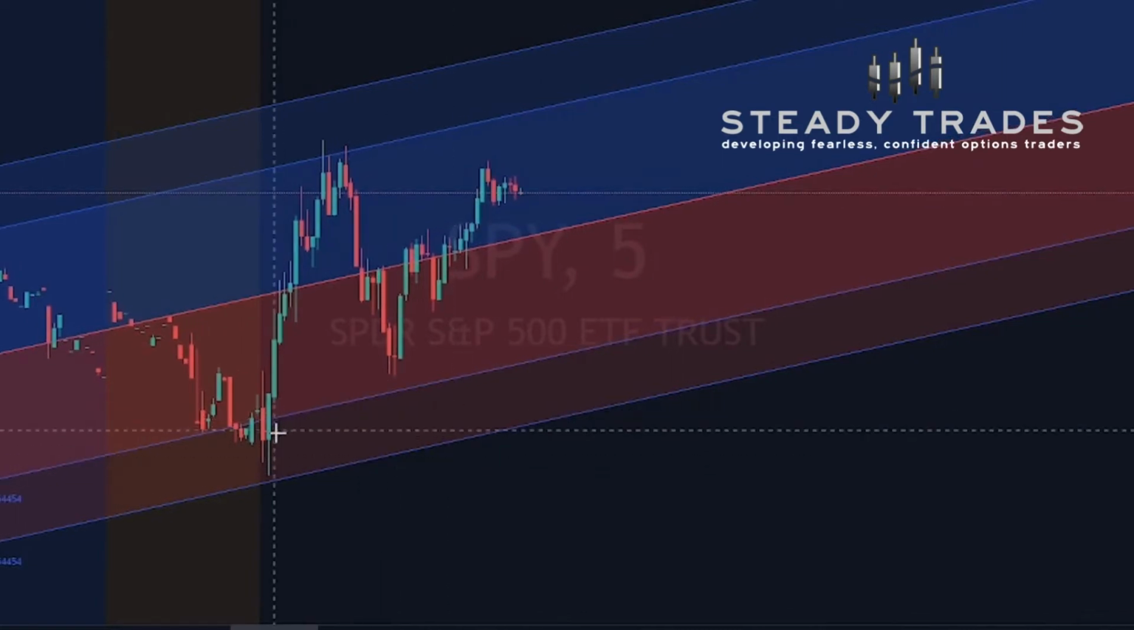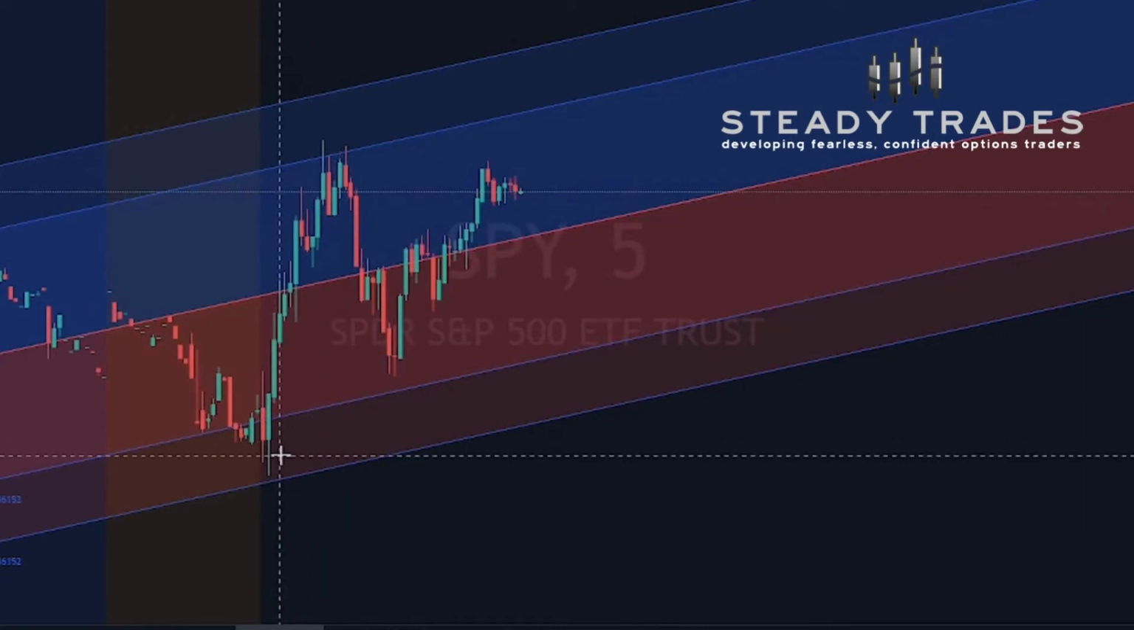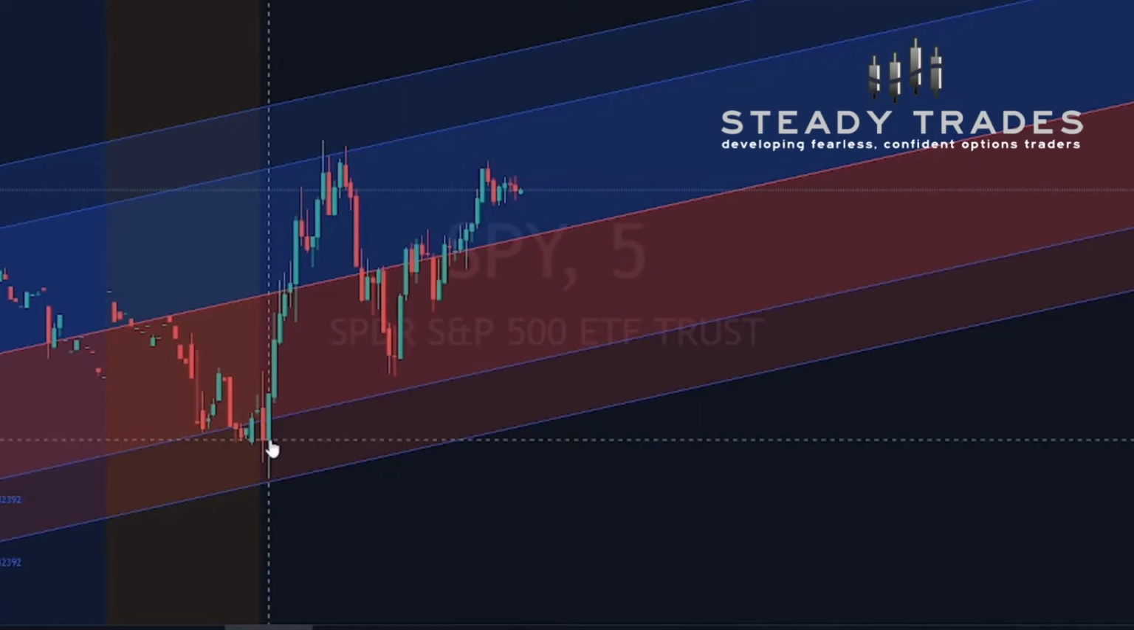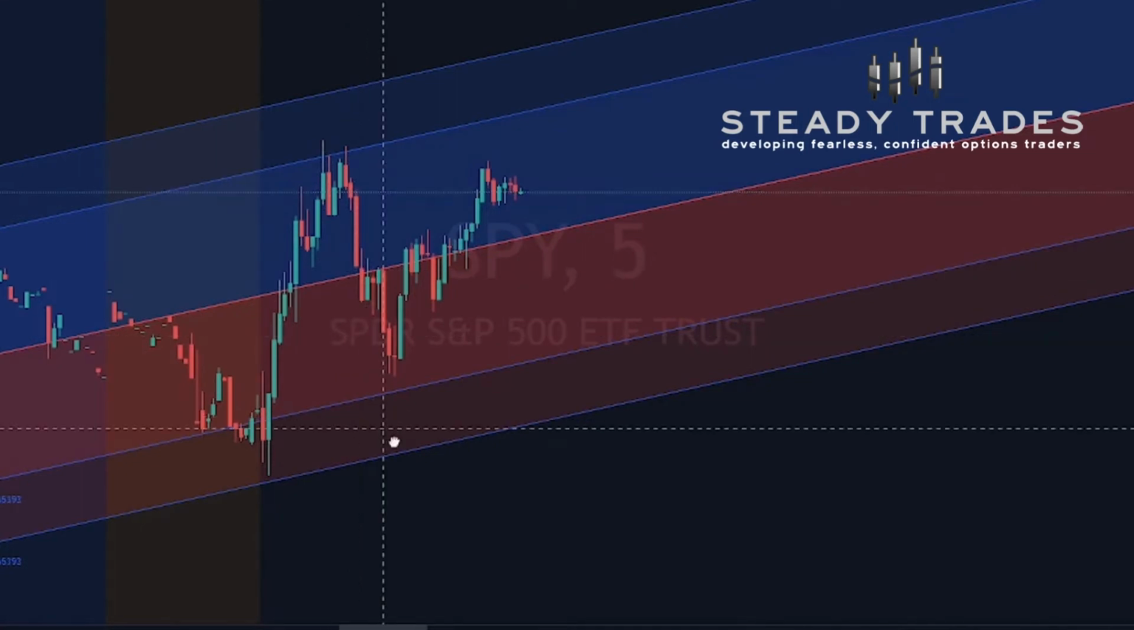So as you can see, this is in the third deviation, up here and down here. So usually when it breaks into the third deviation, below or above, you see a price movement up or down to get back into the 2 standard deviations.